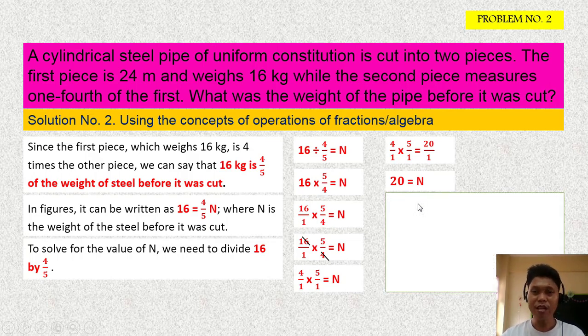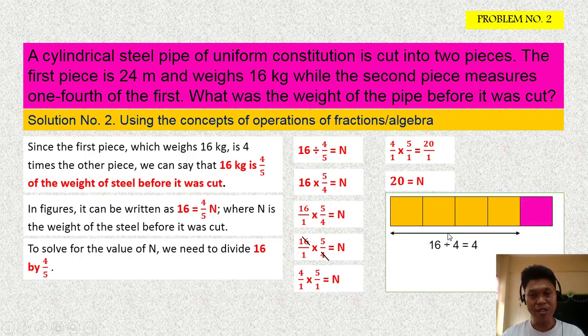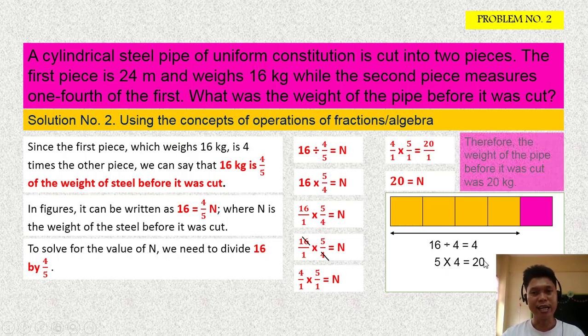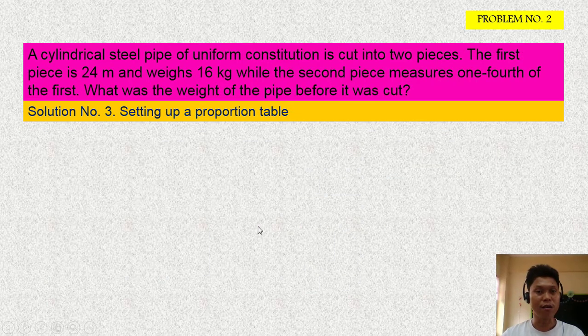So this is 4/5, 16 divided by 4, and 5 times 4 is equal to 20. Therefore, the weight of the pipe before it was cut is equal to 20, or it was 20 kilograms.